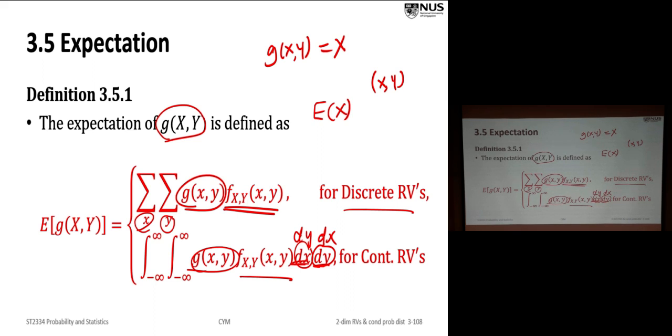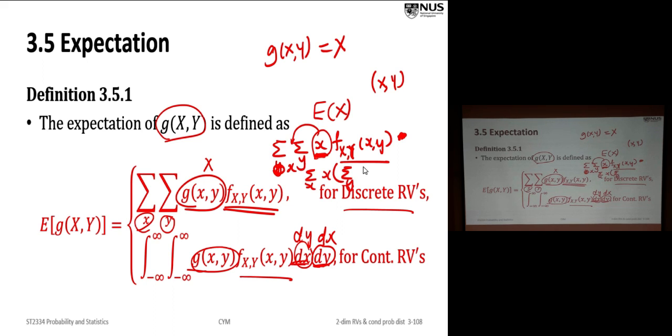In fact, it's not too difficult to see. If I replace this by x, so basically I'm summing over y, summing over x, x times f of x,y. I'm going to multiply x to all the joint probability function, sum over y, then sum over x. But as you can see, when I sum over y, x is a common factor. For different values of y, it always has this same x. So I bring it out. So it becomes summation over x, x times summation over y, f of x,y.